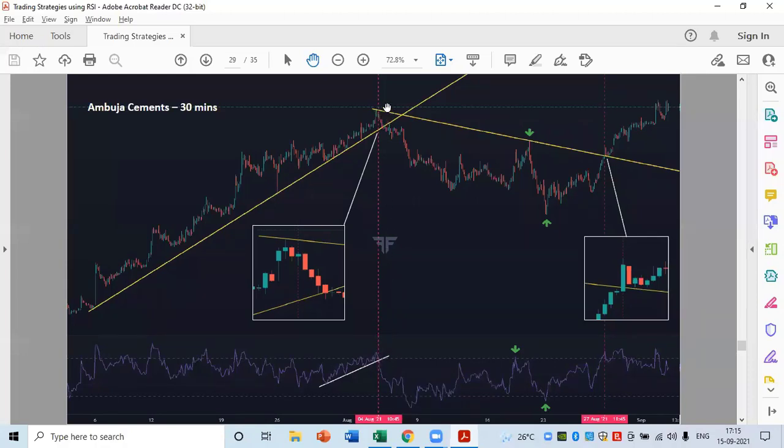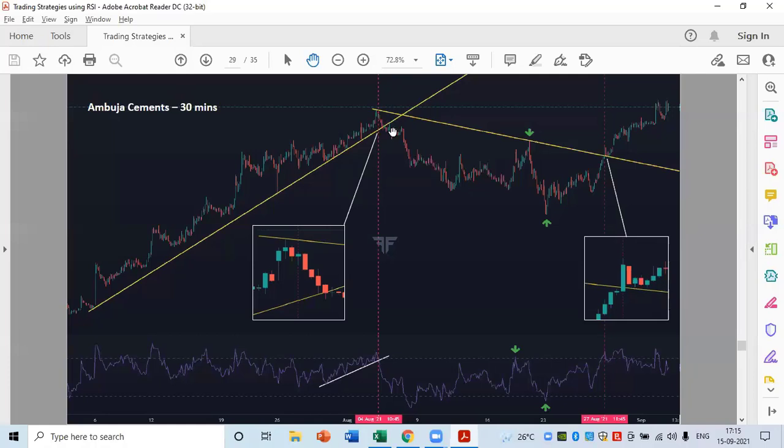But if you look up at price, you will see that this sell signal in RSI is coming when price is still at a high point and still trading above this uptrend line. So as you can see, there is no sell confirmation from price. That confirmation comes a few candles later when price broke below this uptrend line.